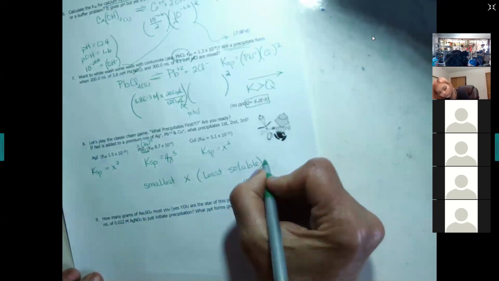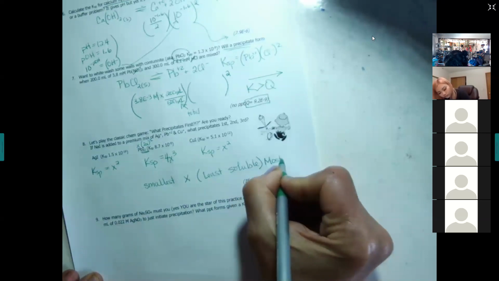KSP, the S stands for solubility. It means how much is aqueous. It's all about equilibrium. It's back to the very first lecture. We only look at gases and aqueous. Solids don't matter. So the smallest is going to be the least soluble, which means it is the most precipitate.